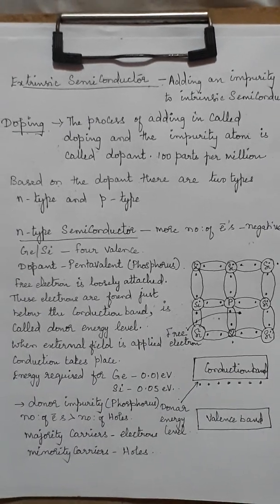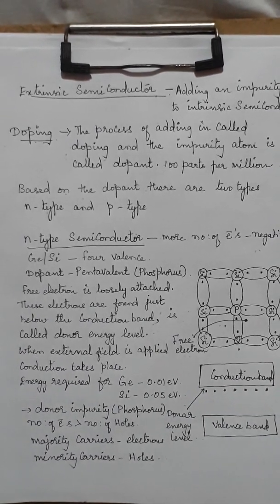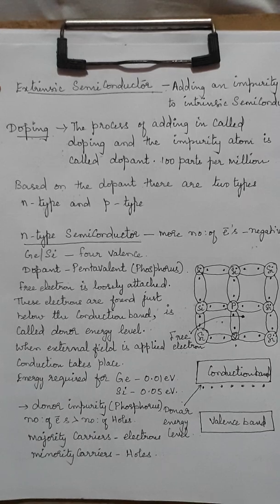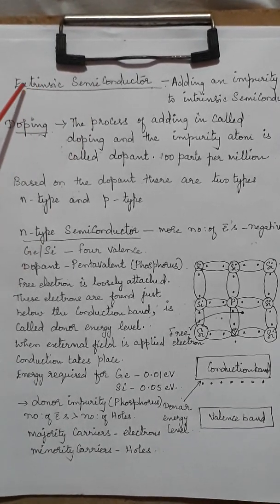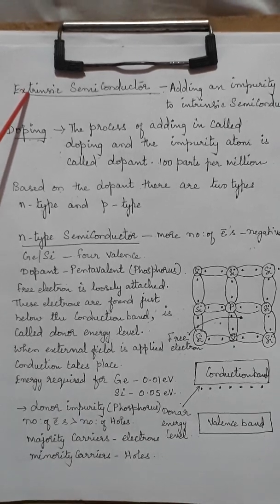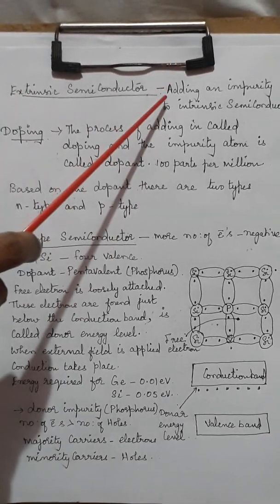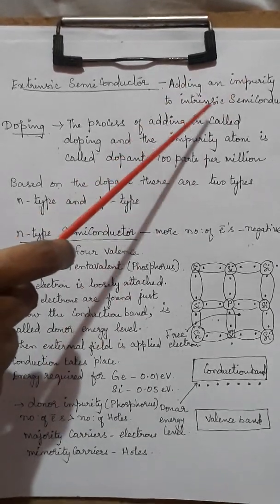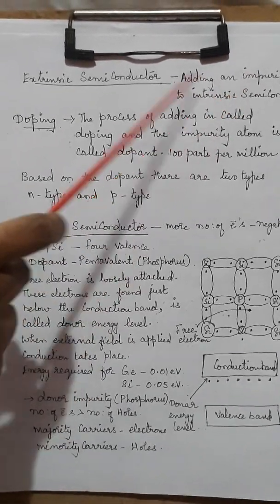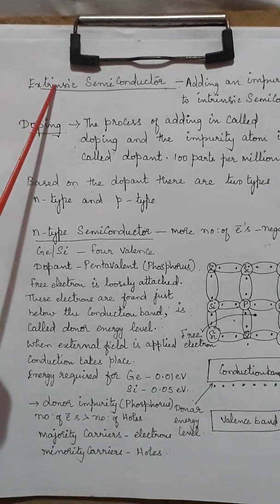First type of semiconductor is intrinsic semiconductor. The next type of semiconductor is extrinsic semiconductors. What are these extrinsic semiconductors? They are where some impurities are added. When adding an impurity to intrinsic semiconductor, it turns into extrinsic semiconductor.